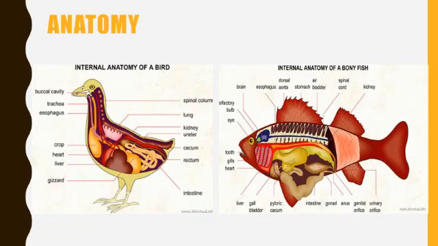Anatomy. Anatomy is the internal structure. It is also different in different species. The organs inside the body may be same but different in size. Like in the given pictures, the backbone of bird is quite different from the one in fish.